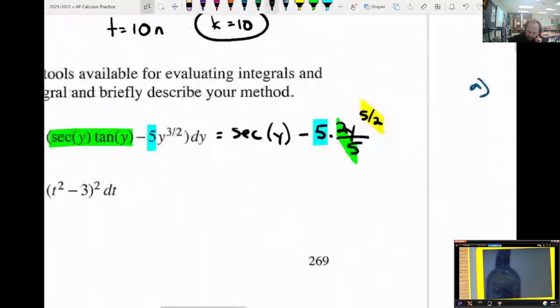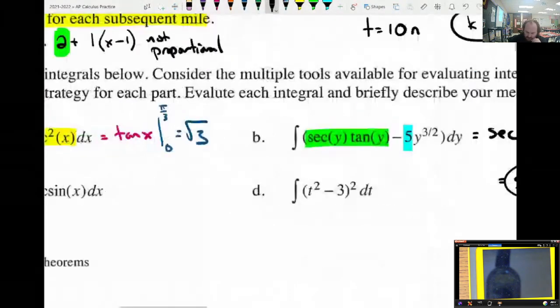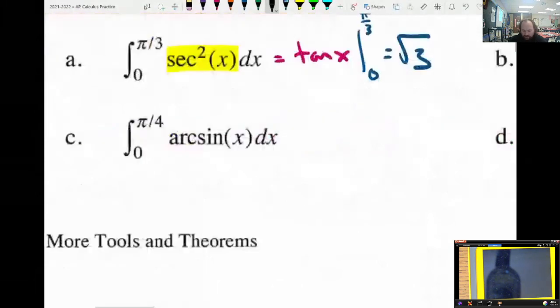So if we simplify this a little bit, it'll be the secant of y minus 10. Oh, actually, the 5's actually cancel out. So it'll be minus 2y to the 5/2 power plus c. Don't forget your plus c on that one. Pretty groovy. The next question, we do not have a way right now to evaluate arc sine.